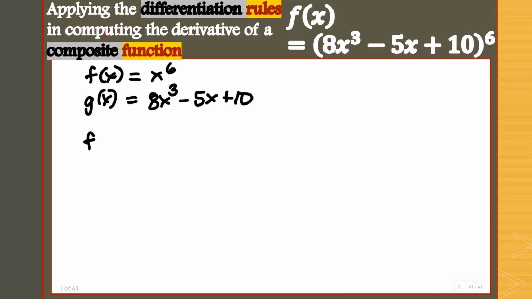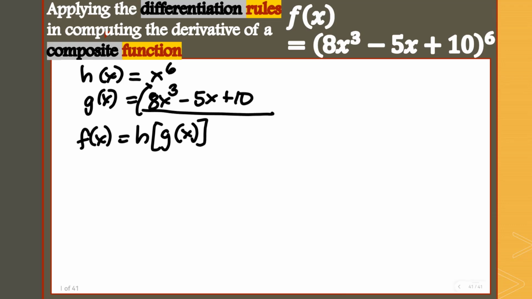This function that we are given here, let's just say this is h of x. Our function here is identified as h of g of x, since we substitute this entire expression for the x of the h. That is why we have the form the sixth power of 8x cubed minus 5x plus 10 raised to the power of 6. Again, this fits the criteria for a composite function, and then we are going to use the rule in differentiating a composite function.